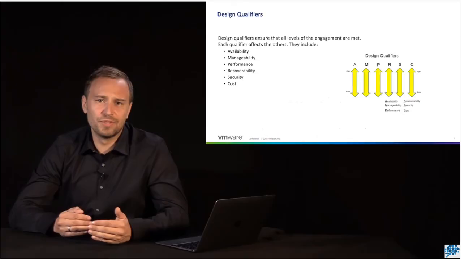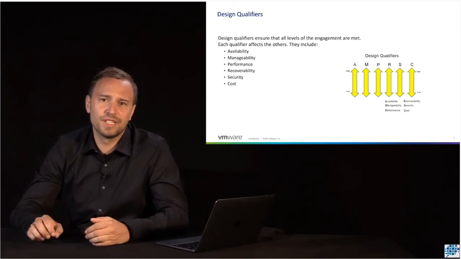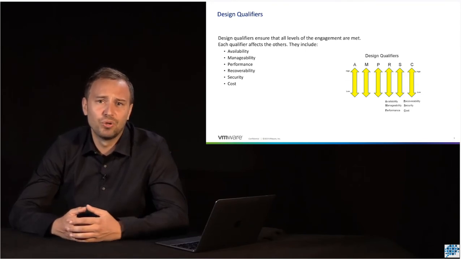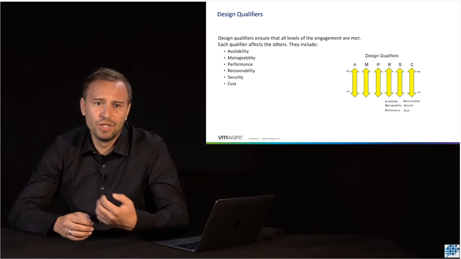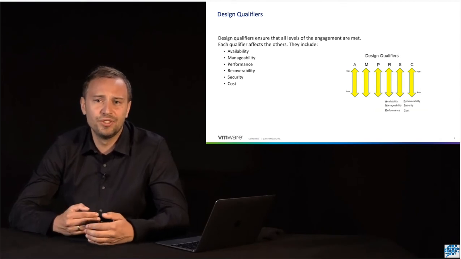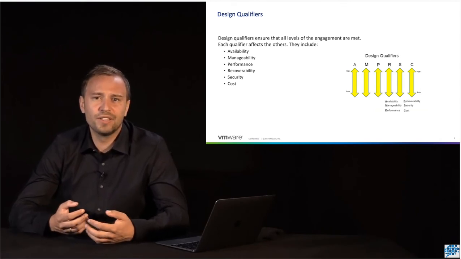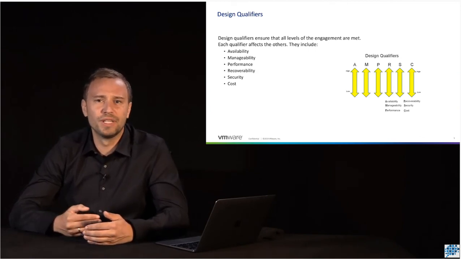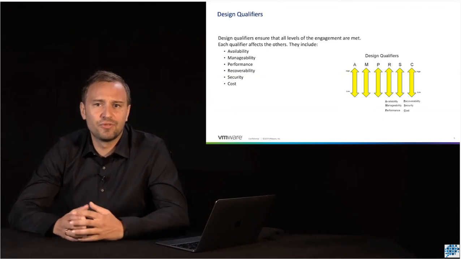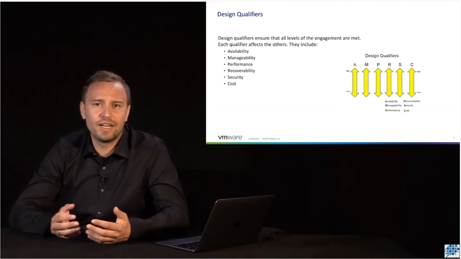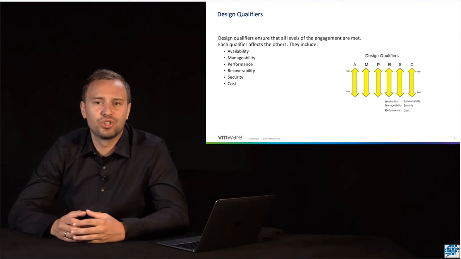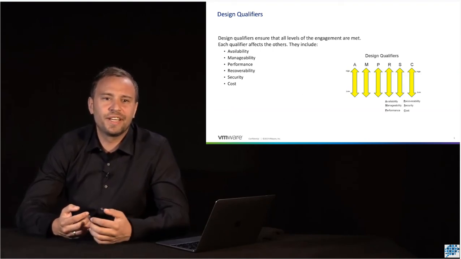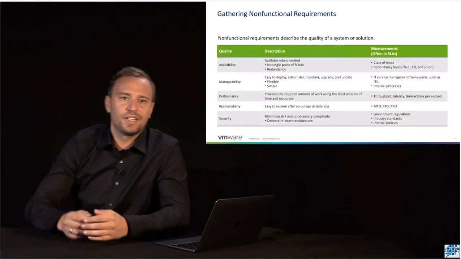Yeah, there might be some businesses that are much more cost sensitive than others. Other environments might have a much higher focus on security. Others will require higher performance levels. So what we need to do is to weight those qualifiers and also to assign those qualifiers to the requirements that we have captured, that we have analyzed, that we have figured out in the conceptual design. So what information do we need to take care of when we talk about these design qualifiers?